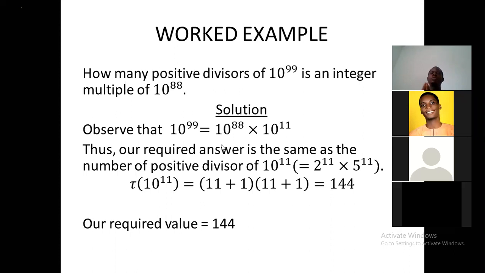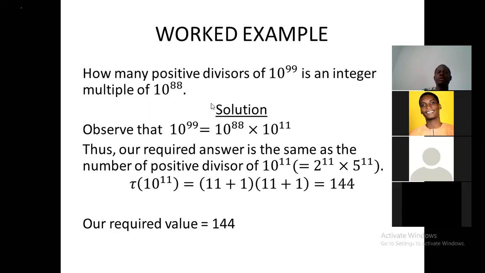When you're looking at divisors of 10 raised to the power 99, we're interested in every number that 10 raised to the power 88 will multiply to give 10 raised to the power 99. So I said, thus, our required number is the same as the number of divisors of 10 raised to the power 11. I want to explain why this is so.